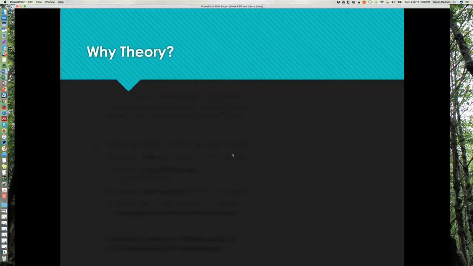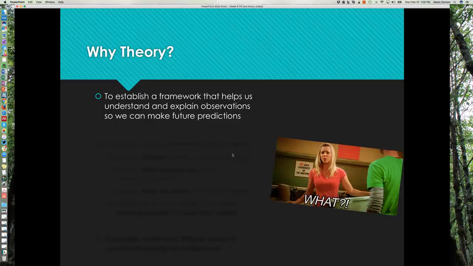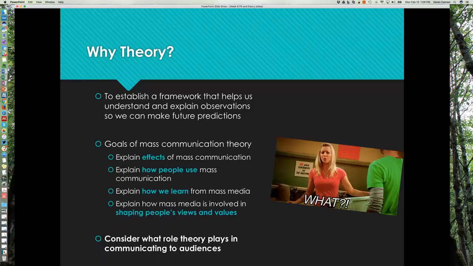So why do we think about theory? Well, essentially it helps us think about how we could potentially explain how people might think or behave. And the reason is we want to be able to make some predictions, not always 100% accurate, right? But we want to make some predictions about how people will react to a certain message or a certain type of campaign, something like that. So again, the goals of communication theory are to explain how mass communication affects people, how people use mass media, what we can learn from this, and then how media is involved in shaping people's perceptions, their views, things like that.